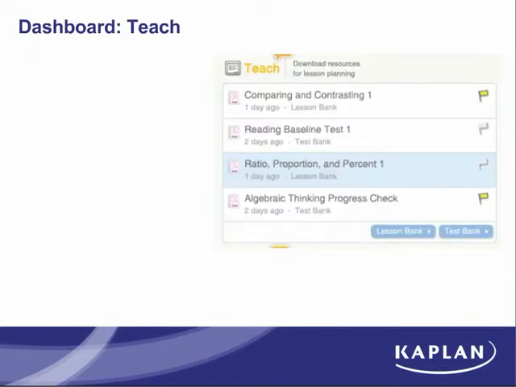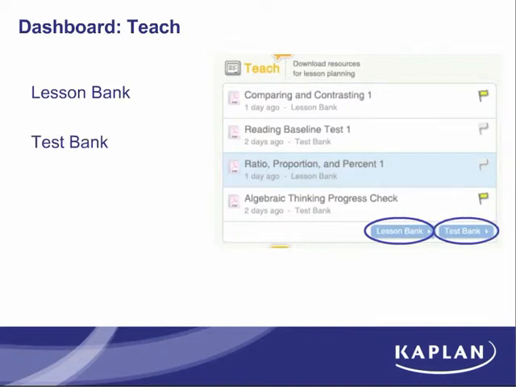From the Teach dashboard, you have a number of options for finding resources. The first is Lesson Bank. Lesson Bank offers ready-to-use PDF lessons and videos that provide readiness-differentiated teaching resources on demand. The second is Test Bank. Test Bank is just that, a ready-to-go bank of PDF assessments.